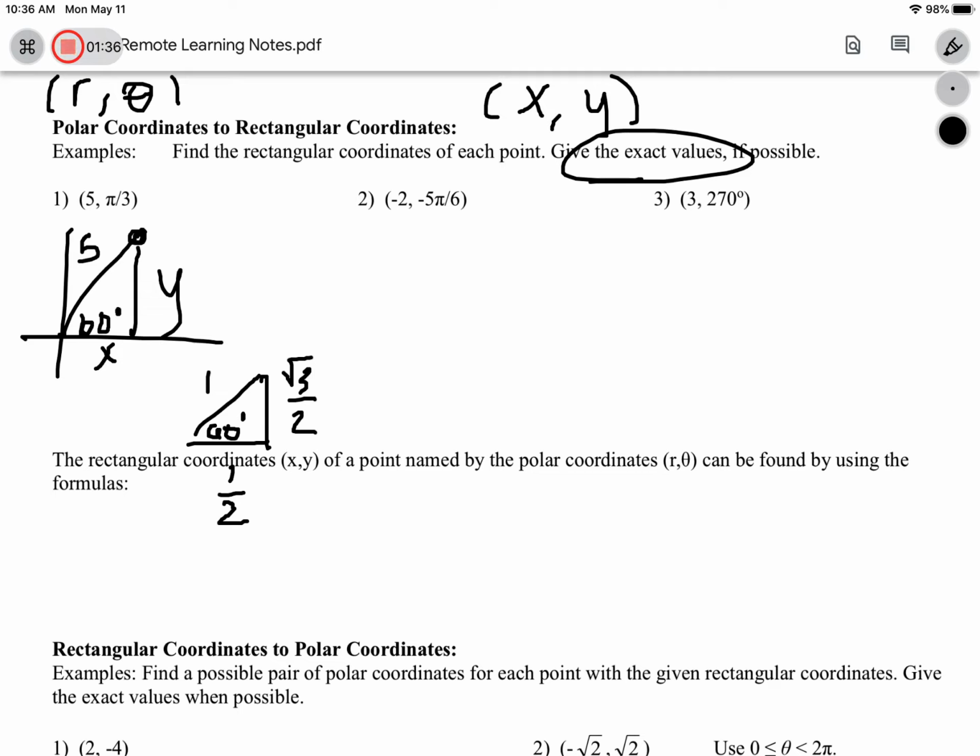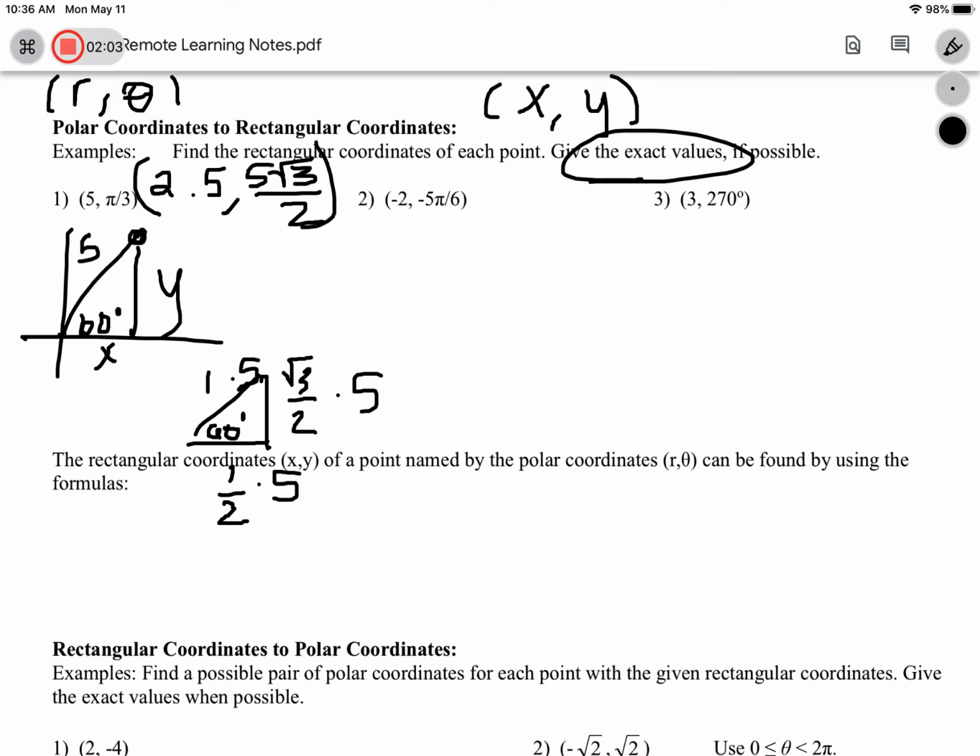Well, if we're looking at a radius or a hypotenuse of 5, then we would need to multiply each of these by 5 to get our triangle. So our x value would really be 1/2 times 5, or 2.5. And our y value would be 5 square root 3 over 2. Okay.